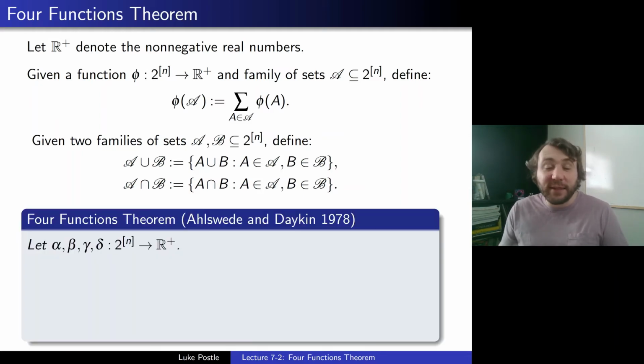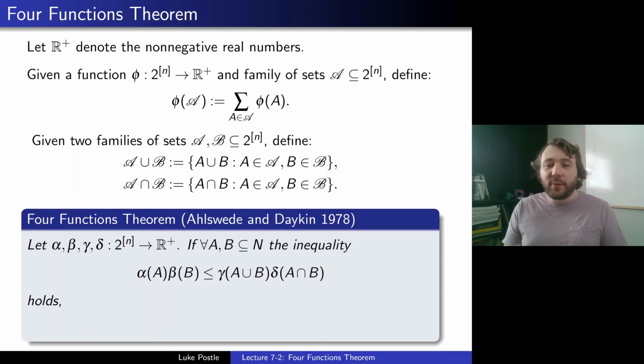And now we can state the four functions theorem by Ahlswede-Daykin. Here's how it goes. There's four functions. So let alpha, beta, gamma, delta be functions on the sets. And then what do we do? Well, we're going to assume that if A and B are subsets of 1 up to n, so that's its hypothesis, that should be bar n, the inequality alpha of A times beta of B is at most gamma of A union B times delta of A intersect B holds. So this is somehow something like a submodular function.